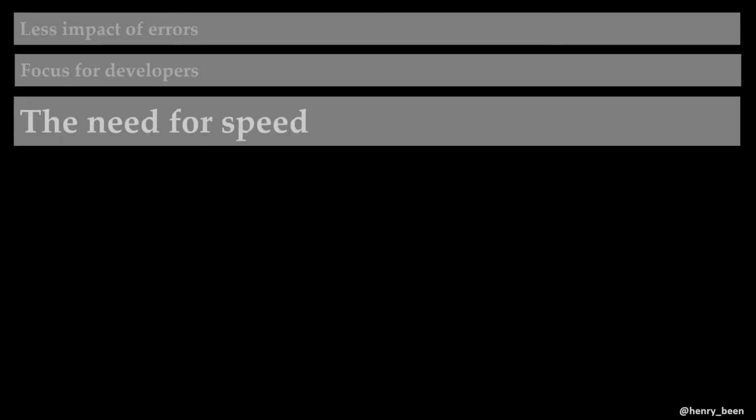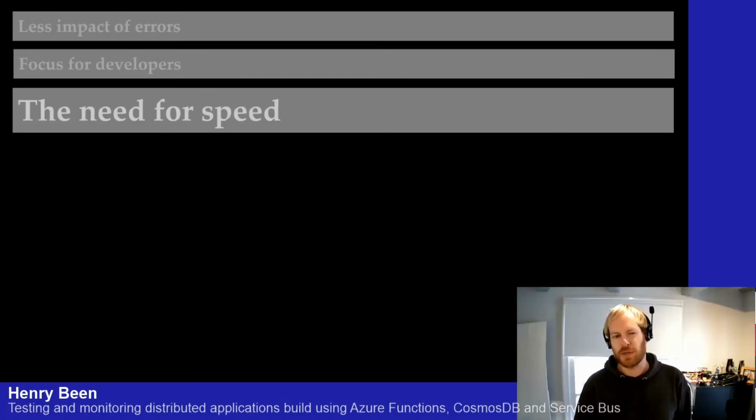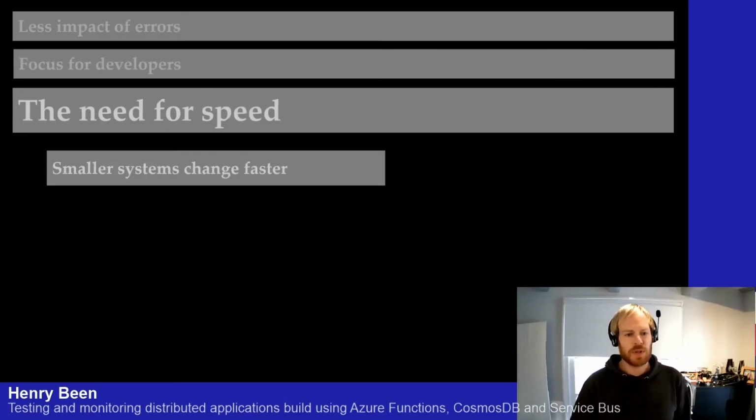Thirdly, the need for speed. Our world is changing. We don't have years anymore to develop new projects. When an idea comes up, we really want to go to production maybe the same day or at least the same week. Well, if you have smaller systems, it is easier to incorporate change. They compile faster, Visual Studio opens faster, they are quicker to understand. Everything is just faster for a smaller system.